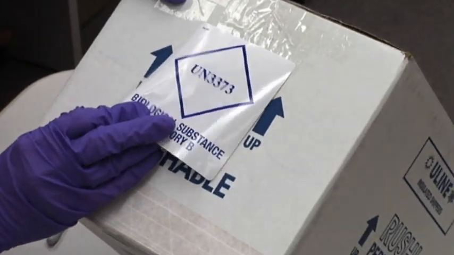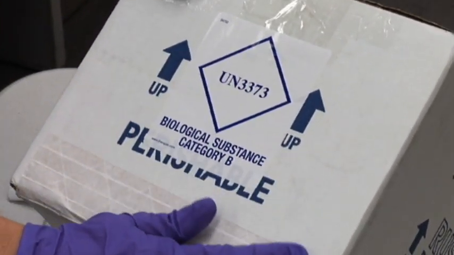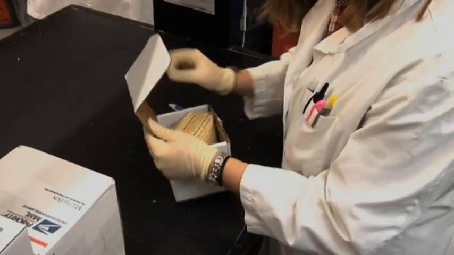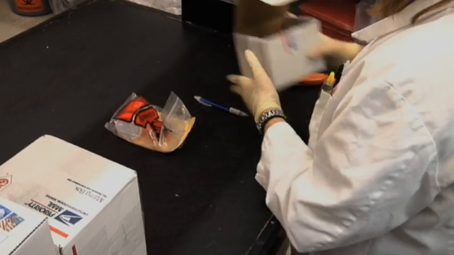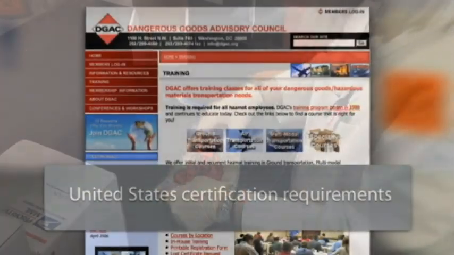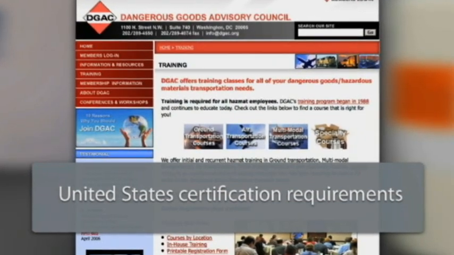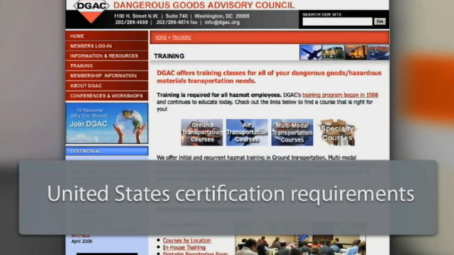As the shipper, it's your legal responsibility to adhere to these regulations. Following these regulations also helps to ensure that specimens arrive at the laboratory in good condition, optimizing diagnostic results. Shippers must pass a certification exam in order to be qualified to ship dangerous goods. Recertification must take place every 2 years.